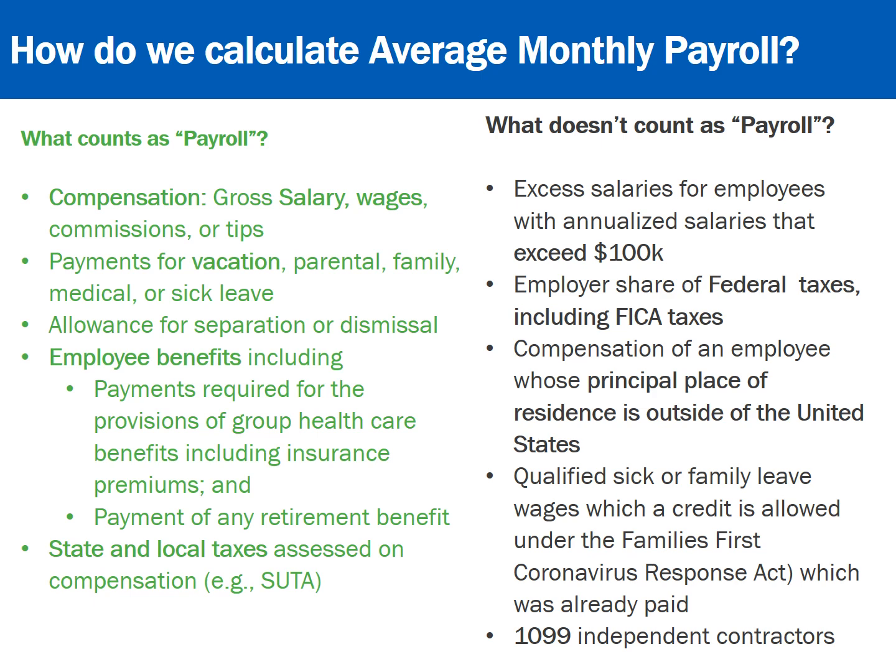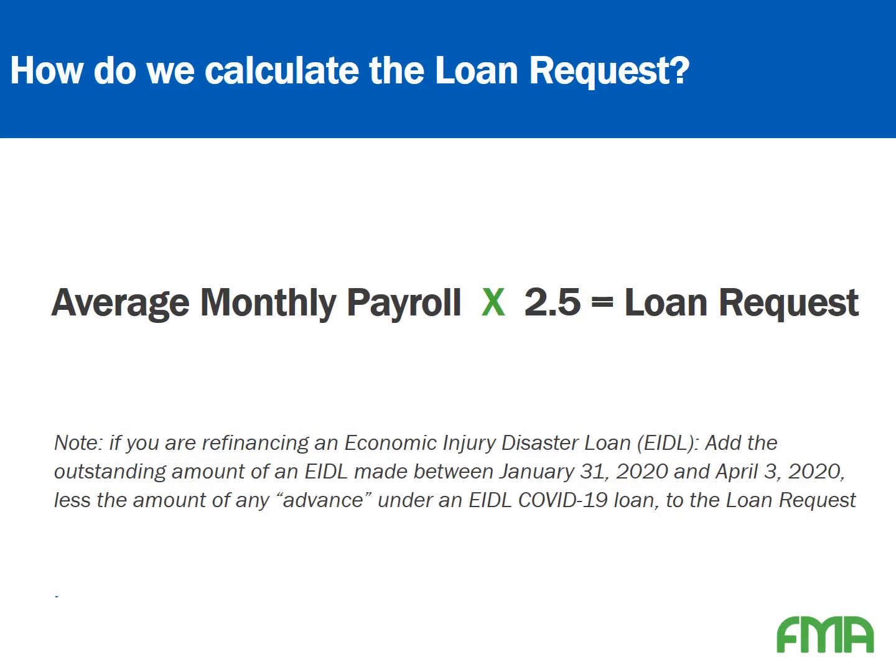Now, in case it's helpful to see what we just covered in more textual format with some more specific wording, here's what we mean by what counts as payroll and what doesn't count as payroll. So once you've calculated your average monthly payroll, in the example we used, 100,000, you're going to multiply it by 2.5 to get your loan request, in this case 250,000.